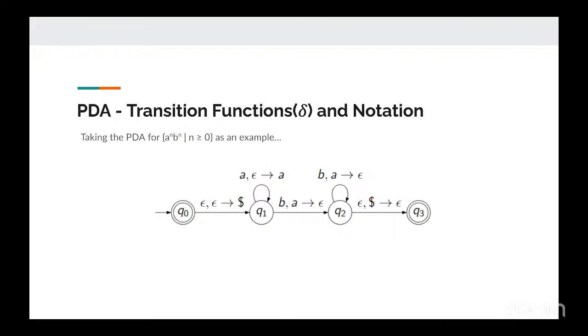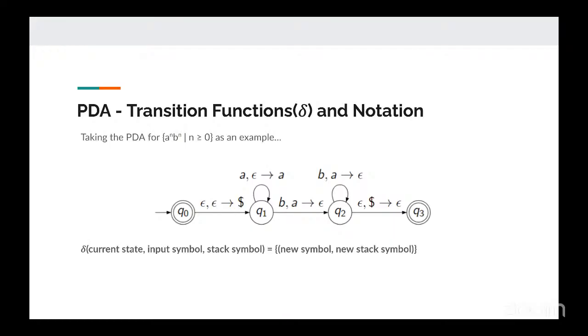Now we actually have to pop something. We read B from the input. As soon as we read B from the input, A has to be at the top of the stack. We pop it, don't push anything onto the stack and take this transition. And then the rest are very similar.